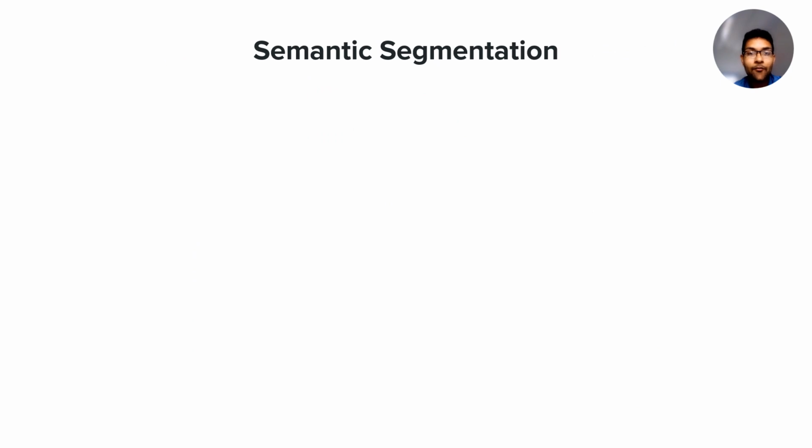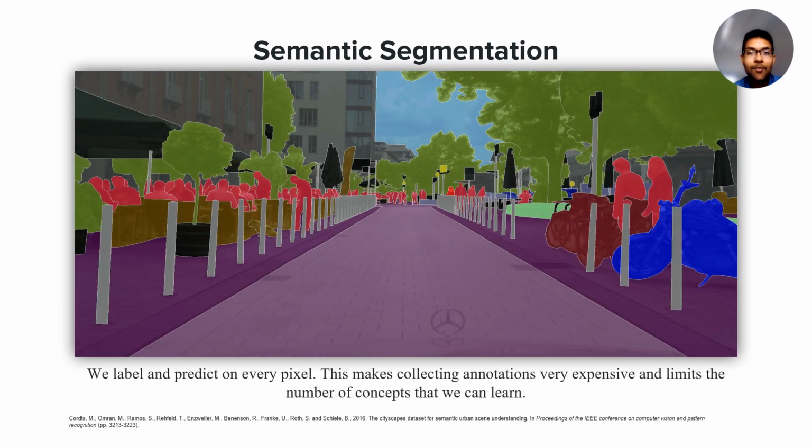Before we dive into open vocabulary semantic segmentation, let's first see what semantic segmentation is. It is a computer vision problem where the goal is to label and predict every pixel. Thus, training a fully supervised model on this problem requires a large amount of fine-grained annotated data. Since collecting such fine-grained annotations is expensive, it limits the number of concepts that a fully supervised semantic segmentation model can learn.